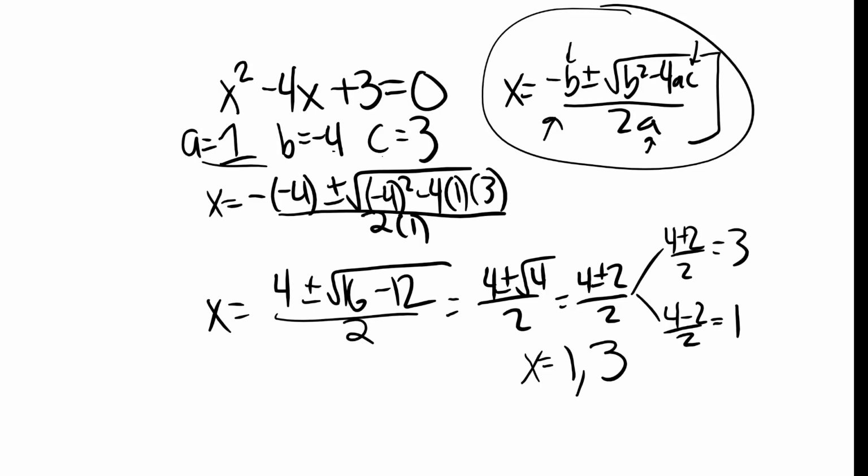Now, was this way more work than factoring? Yes. Where is this way not more work than factoring? When the numbers are harder. When it's really hard to factor, or basically impossible to factor, this is definitely the method you want to use. So let's look at an example where we really have to use this. For this example, we're going to have negative 2x squared plus 4x plus 8 equals 0.